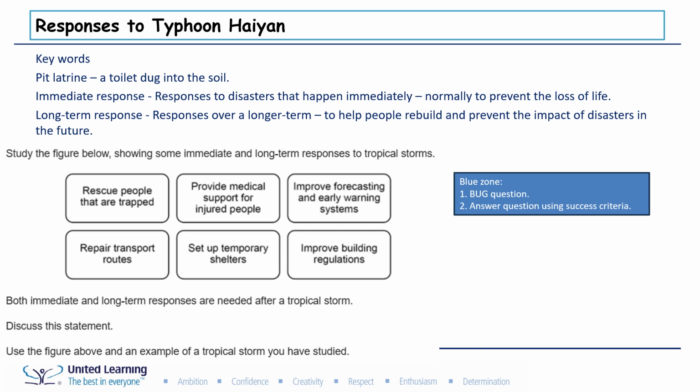I'm just showing you this quick slide here, it's just showing you the blue zone. So the final task for today is you're going to be answering this question, which says: both immediate and long-term responses are needed after a tropical storm. Discuss the statement, use the figure above and an example you studied, which is going to be Typhoon Haiyan.